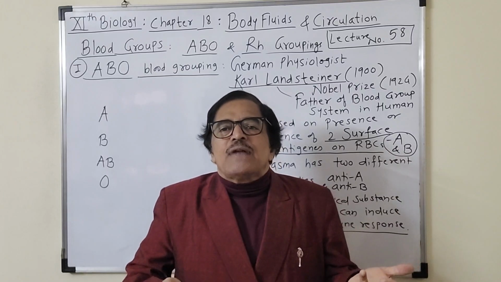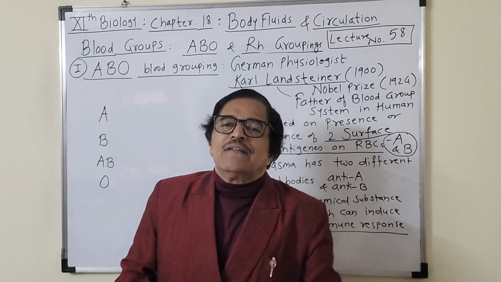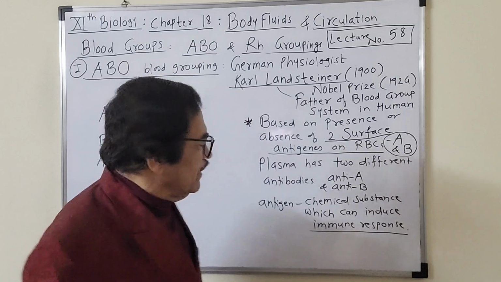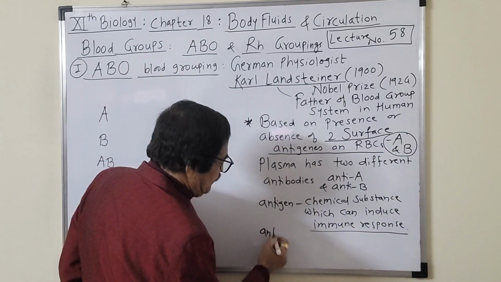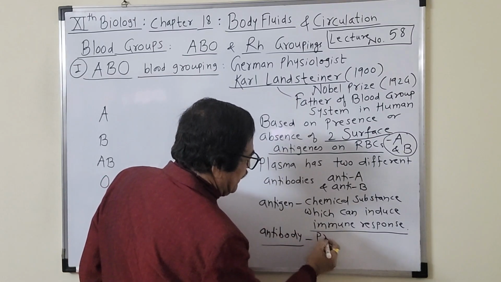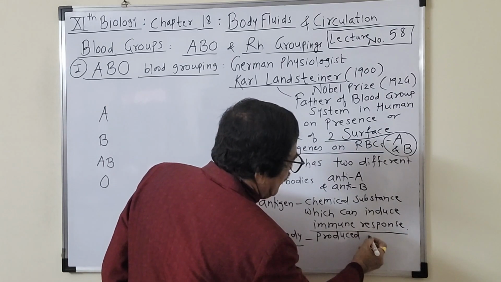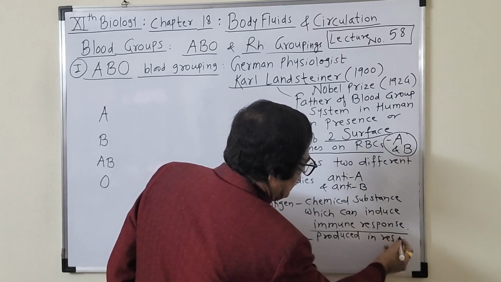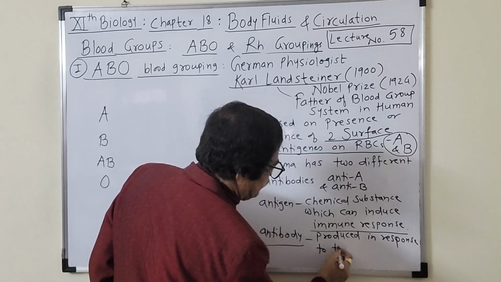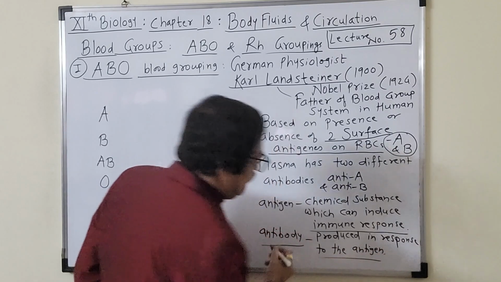And then the immune system starts to work to neutralize that chemical. It produces another equal and opposite acting chemical, and that is called the antibody. So in response to the antigen, antibodies are produced. They are produced by the immune system in response to the antigen. और यह एंटीजीन एंटीबॉडी का वॉर रहता है, केमिकल वॉर.